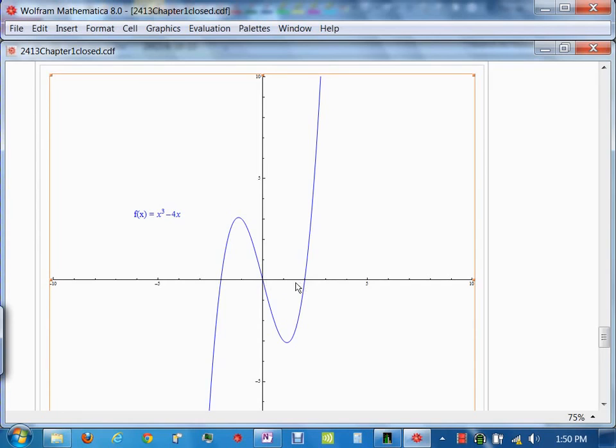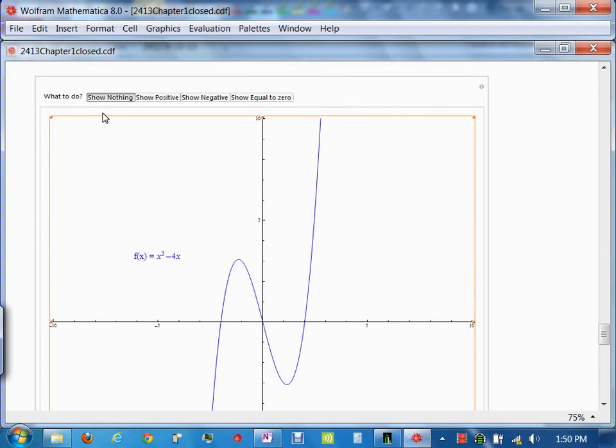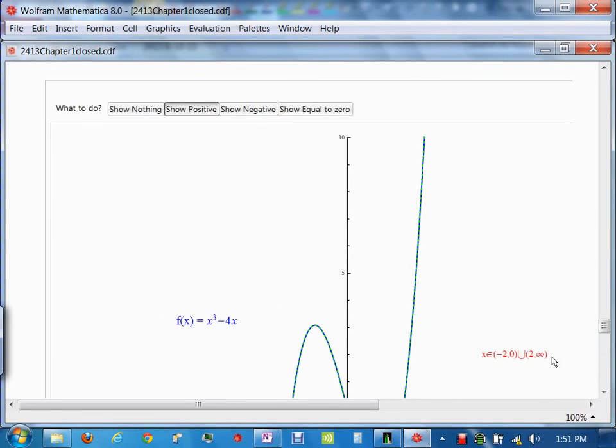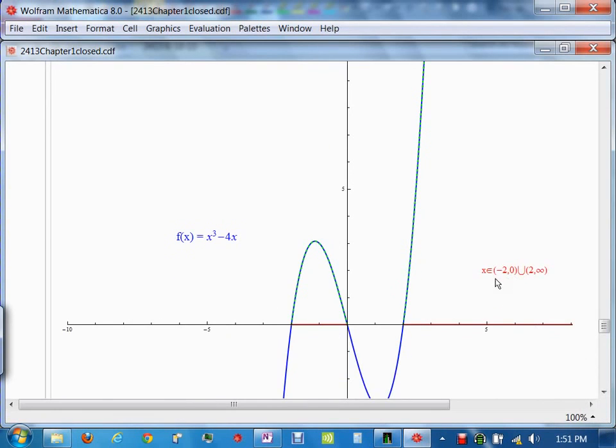Well, from 0 to 2, it's negative, because it's below the x-axis, right? But from 2 on, it's above the x-axis, right? So here's where I can click on this. And again, the color's not going to come out very good here, but right here, this green, and this green right here. And then I put the interval in red over here. And that's really hard to see. I'm going to blow this up just so you can see it.